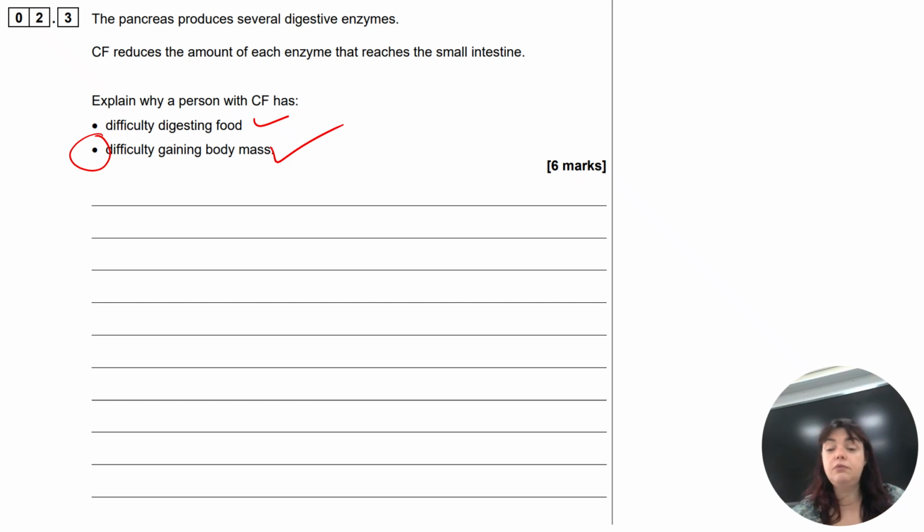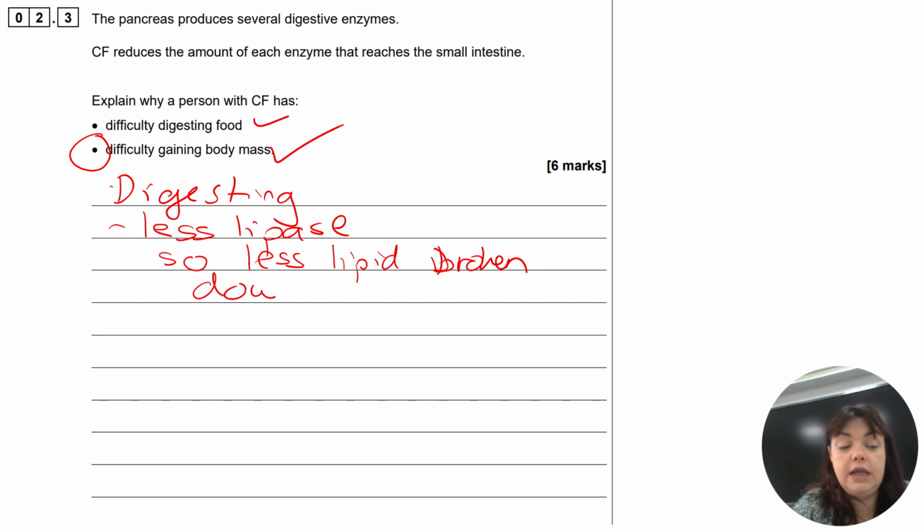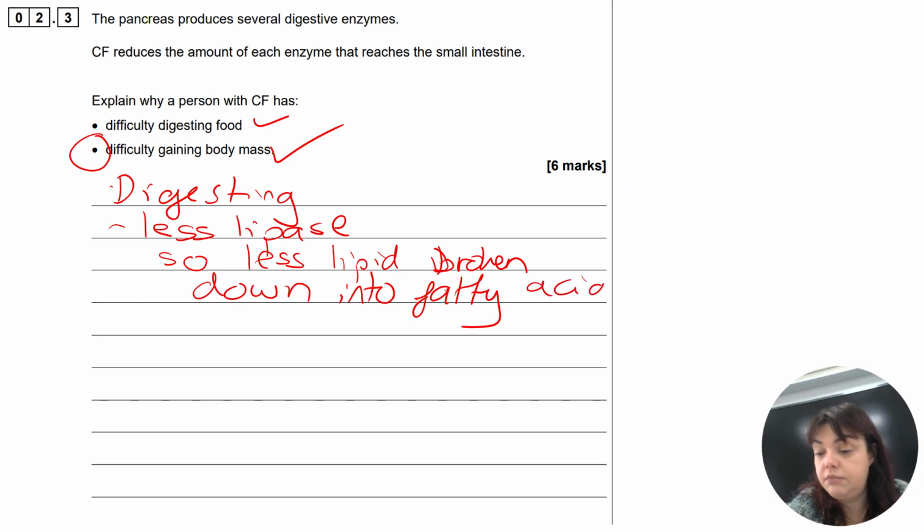Okay, so we're going to do the difficulty in digesting food first. All right, so the reason they've got difficulty in digesting food is they have got less lipase, so less lipid broken down into fatty acids and glycerol. Now, here's the thing. If you've just written that, you're automatically on 3 marks.